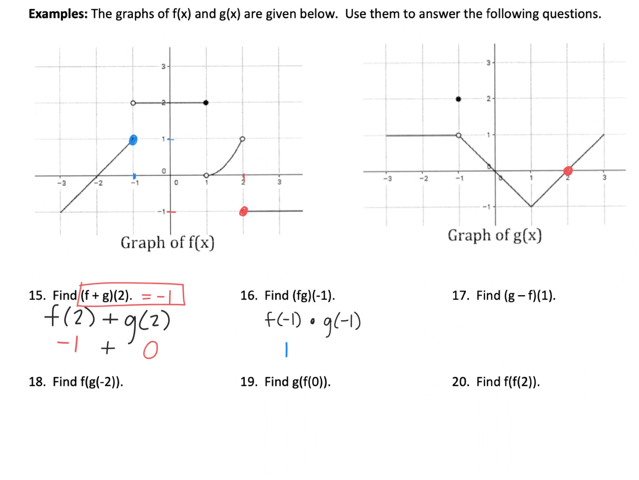And then if I go to g of -1, I go to the x value of -1 and follow it on the graph. Again, the same problem. You have open and closed. Choose the closed. Always gives me a y value of 2. So you're doing 1 times 2. So what's f times g? 2. Because 1 times 2 is 2.